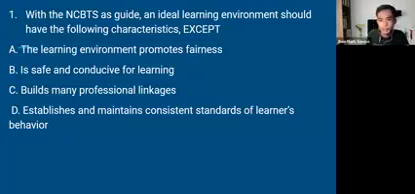All right, so what's your answer? You can also type your answer in the chat box or shade it in your answer sheet. Letter A. Except, okay? Except. With the NCBTS, the National Competency-Based Teacher Standards, as guide, an ideal learning environment should have the following. Okay, so Ma'am Thea, answer reveal.